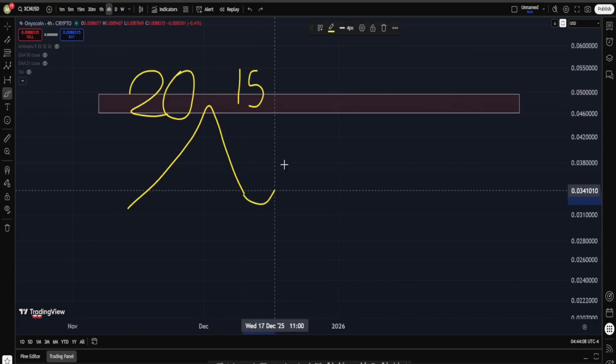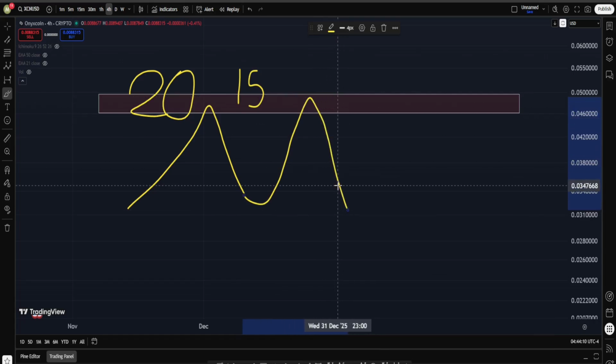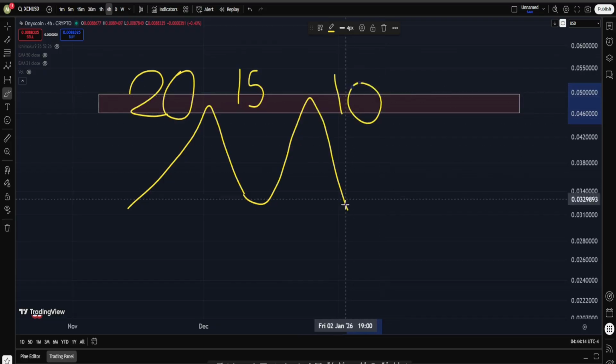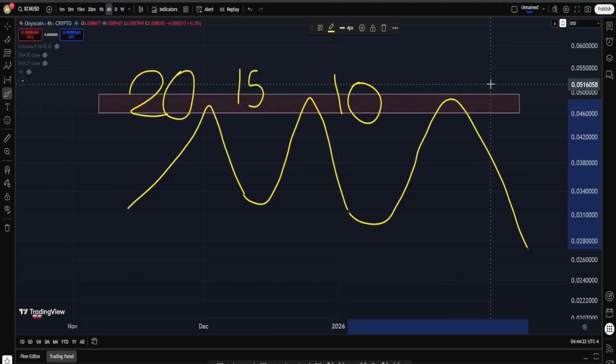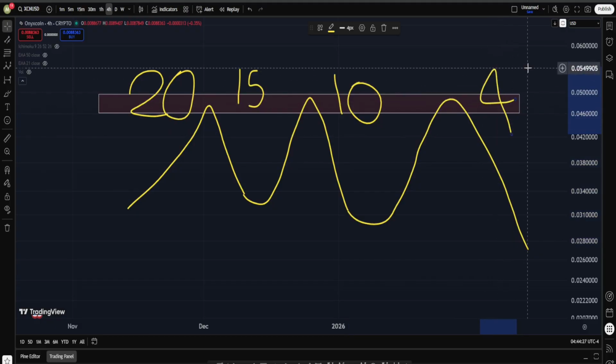Let's say another time we're going to get to here, and then another 5 also going to get activated. At that point, you're going to have only 10 positions remaining. Another time we're going to touch this region, another 5 orders are going to get activated. Let's say even 6 orders. This time we are going to have only 4 orders remaining.